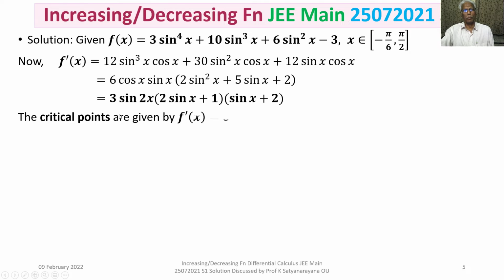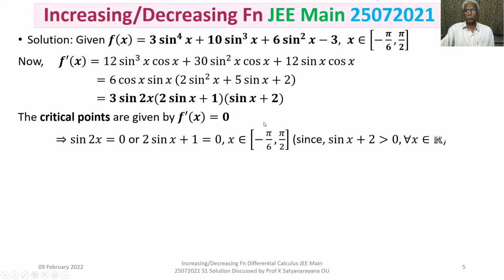And the critical points are given by f prime x is equal to 0, that is sin 2x is equal to 0, or 2 sin x plus 1 is equal to 0, in x in the closed and bounded interval minus pi by 6 to pi by 2. And we have not equated sin x plus 2 to 0.